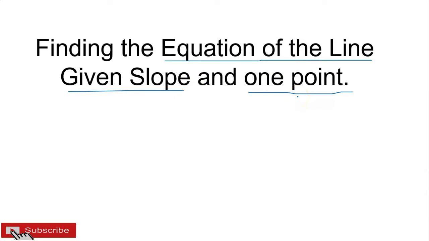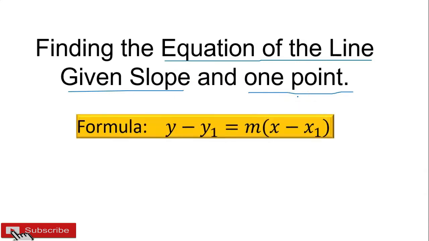Para mahanap natin yung line or equation ng line given 1 point and slope, gagamitin natin itong formula na ito. y minus y sub 1 is equal to m times the quantity x minus x sub 1. So, ito yung gagamitin natin na formula para makuha natin yung equation ng line given the slope and 1 point. Yung m dyan, that is our slope.